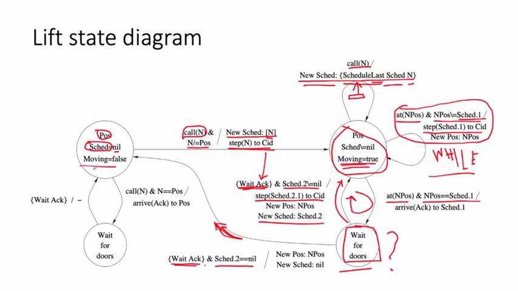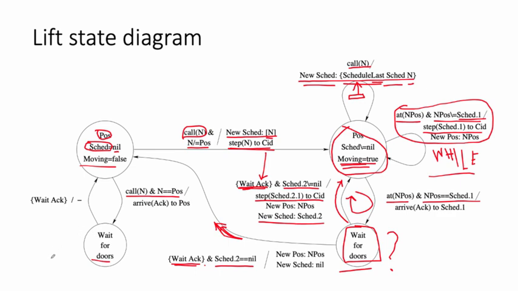Okay? So once it leaves the wait for doors, wait ACK, it either goes back to moving true or moving false. Notice also for moving false, it's possible to open the doors. If the lift is sitting at a floor and I press the button on the floor, the doors have to open. So the doors can also open when the lift is not moving. Okay, when the schedule is nil.